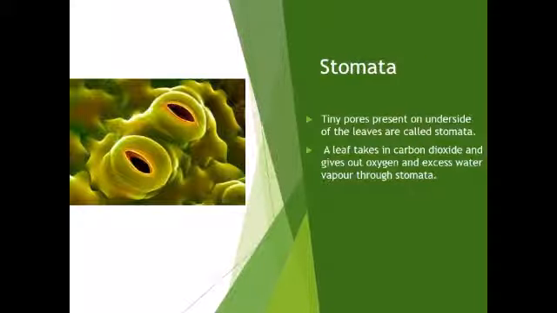Now next we will discuss stomata. Do you know that tiny pores are present on the underside of the leaves? These tiny pores are called stomata. And why are they important? These tiny pores are important because a leaf takes in carbon dioxide and gives out oxygen and excess water vapor through these stomata. So this is a very important part of the leaf because it helps in exchanging gases like carbon dioxide and oxygen.